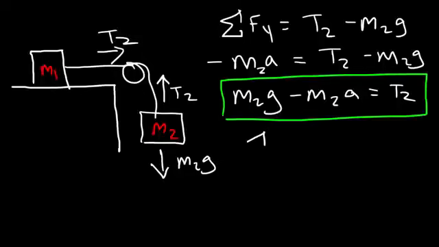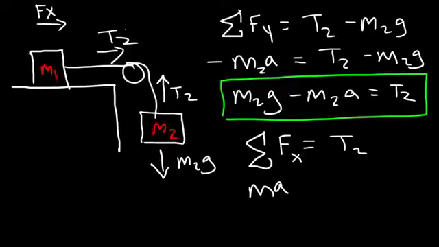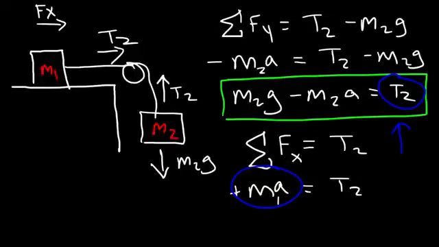Now let's focus on block 1. The net force acting on block 1 is equal to the tension force because this is the only force that's pulling block 1. And this force is in the x direction. And net force is mass times acceleration. And because that net force is in the positive x direction, this is going to be equal to positive m1a. So T2 is equal to m1a. Now what I'm going to do is replace T2 with m1a in this equation. So we now have that m2g minus m2a is equal to m1a.